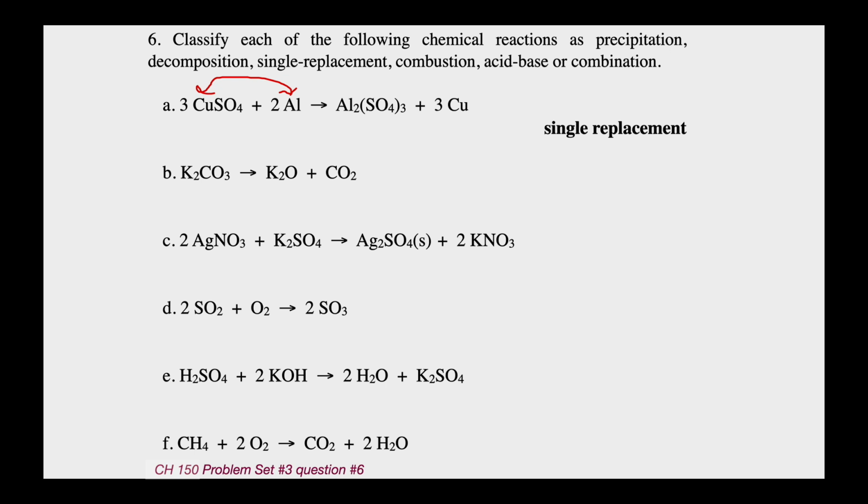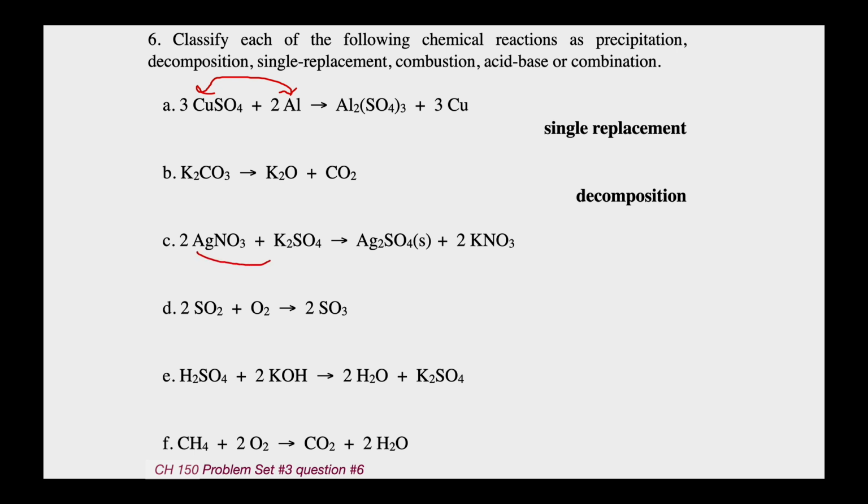Second reaction is potassium carbonate, K2CO3. It's breaking down to potassium oxide and CO2. Notice that there's only one reactant on this one, K2CO3. That one bigger molecule is breaking down to two or more smaller molecules, in this case K2O and CO2. That's called a decomposition reaction. Decomposition reactions only have one reactant, so that makes them not too hard to find.